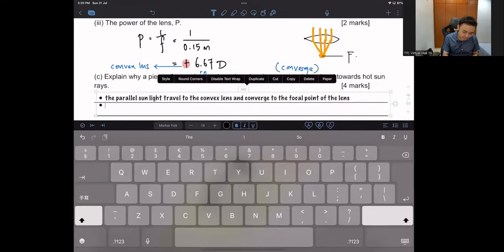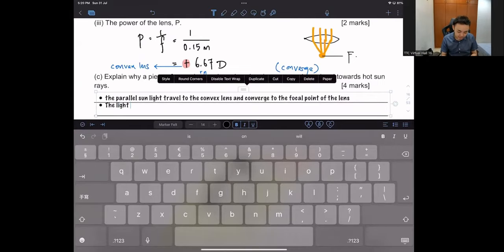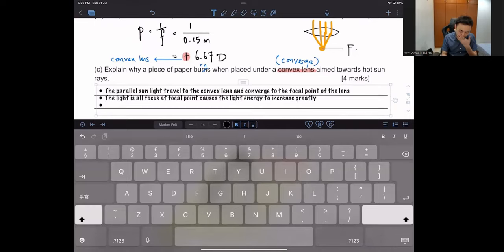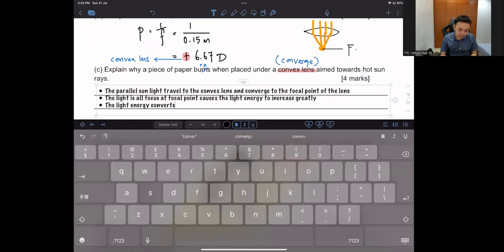All right. Second, the light is all focused at the focal point, causes the light energy to increase greatly. The light energy converts to heat energy and the temperature of the paper rises quickly.